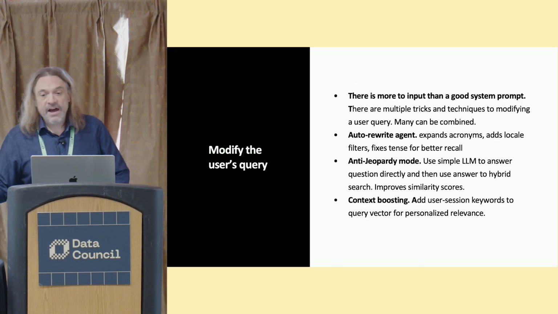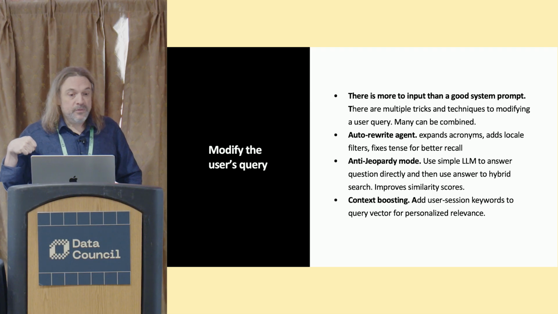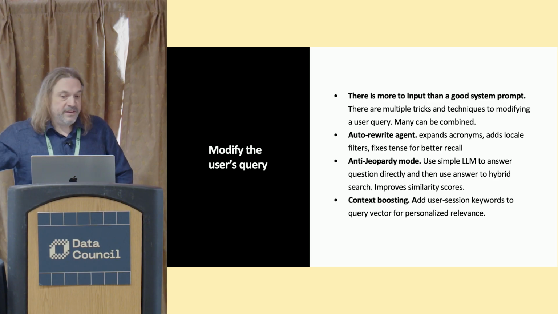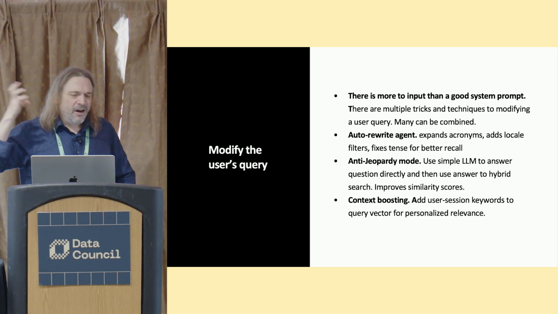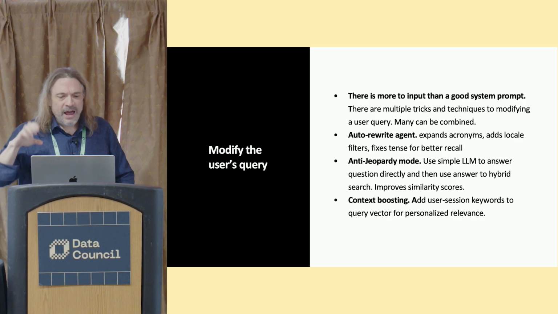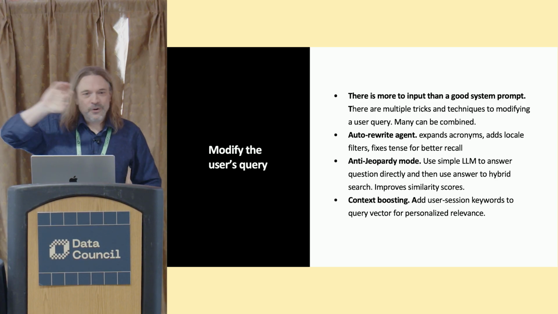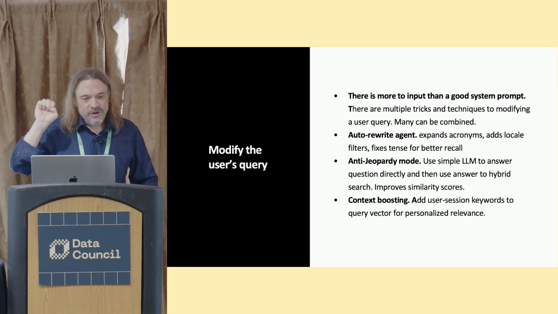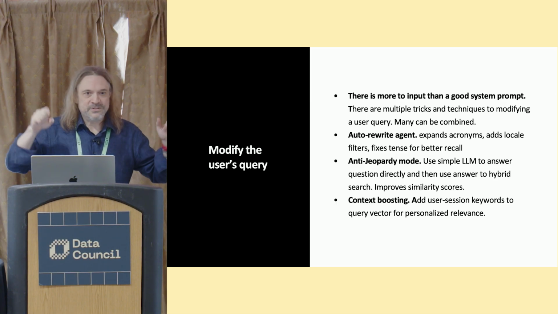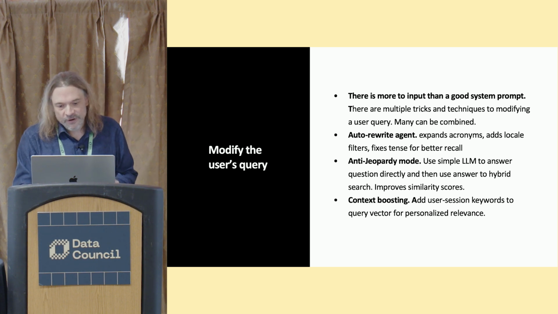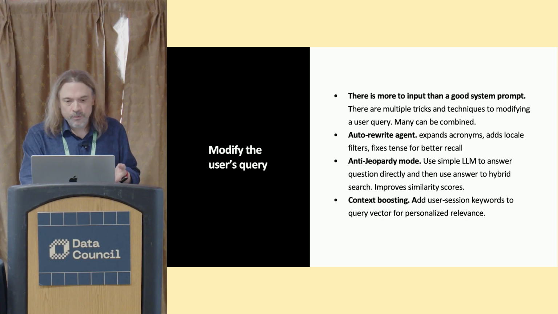You're going to want to modify the user's query. You don't just take the query as is and send it to the vector store. You will want to rewrite it. You might expand acronyms. There are other terms for it, but I like to call one thing anti-Jeopardy mode. So instead of asking the question the user asks, just send it to a simple LLM, get its random answer, and use that to query your vector store. You're going to get better similarity. There are a lot of interesting ways to do this. Context boosting, add session keywords, etc.